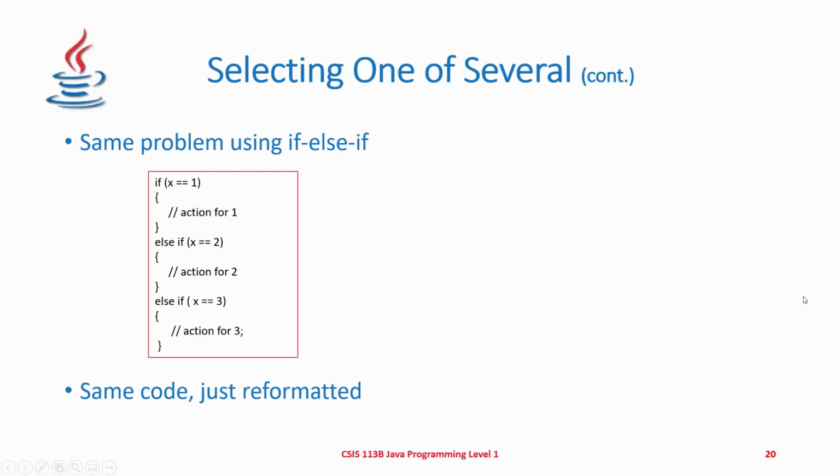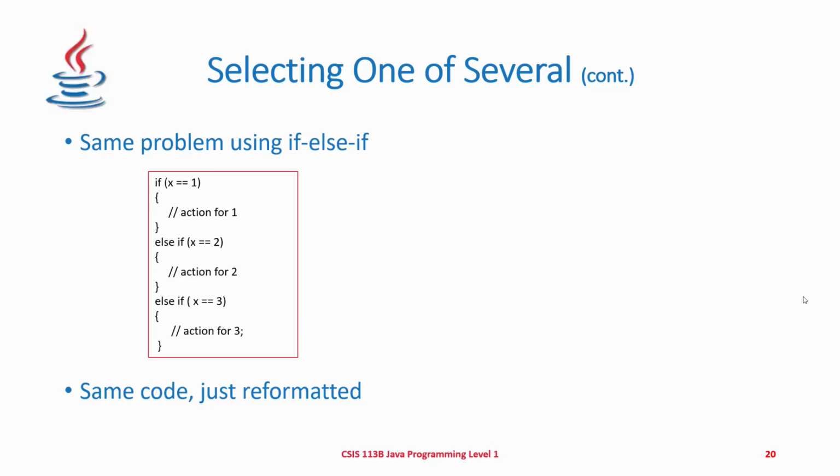So that's why we have the else if statement. So here you can see we are checking to see if the value x compares to 1. That's the first condition. If it's true, then we would perform action 1.